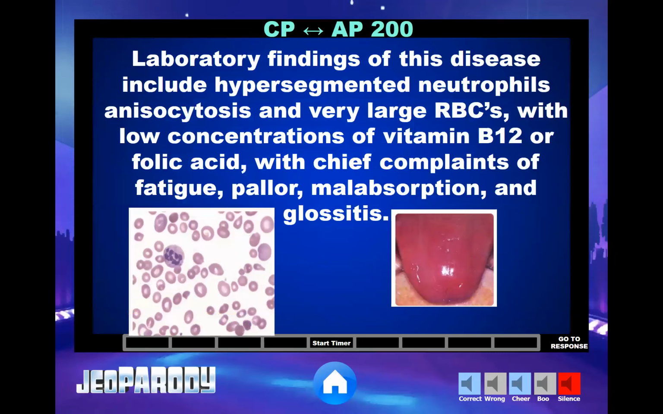Laboratory findings of this disease include hypersegmented neutrophils, anisocytosis, very large red blood cells with low concentrations of vitamin B12 or folic acid, with chief complaints of fatigue, pallor, malabsorption, and glossitis. Yeah, our anonymous attendee has this answer correctly. This is a macrocytic anemia, megaloblastic anemia.